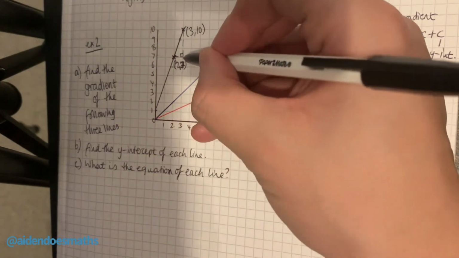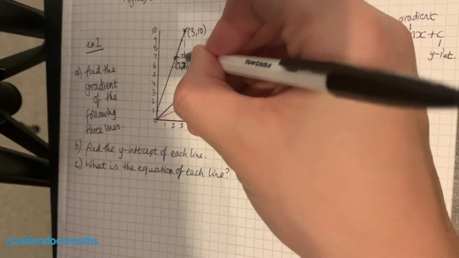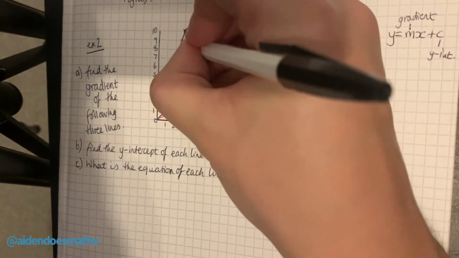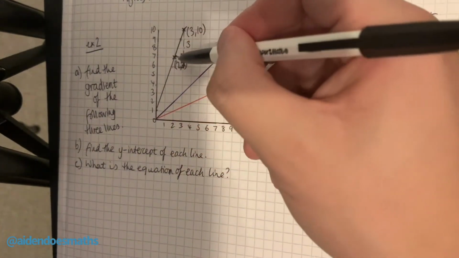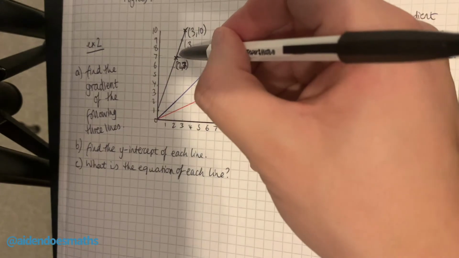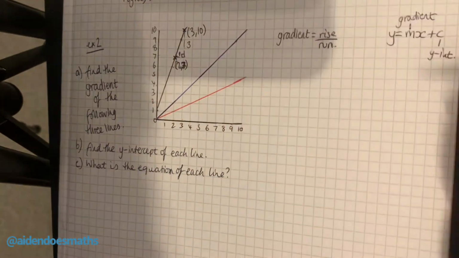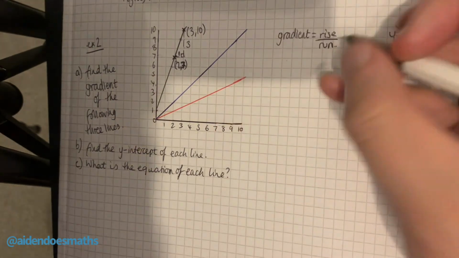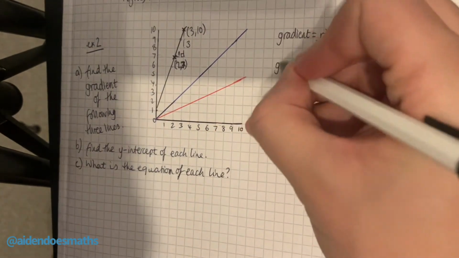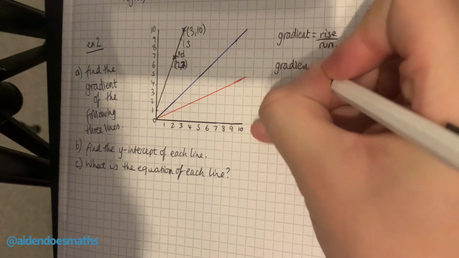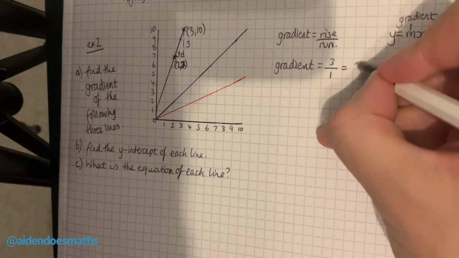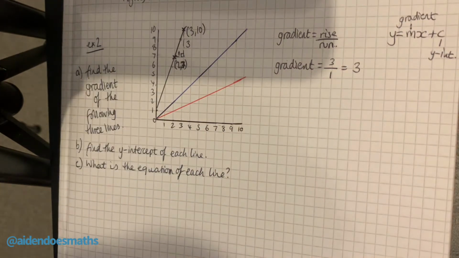So our rise, if we went from 7 up to 10, or in this case we can count the squares, our rise was 3 here, wasn't it? And if we look at our run, how far across we went, we went across by 1. So for the line drawn with black, our gradient is 3 over 1, which means 3 divided by 1. So the gradient is 3.